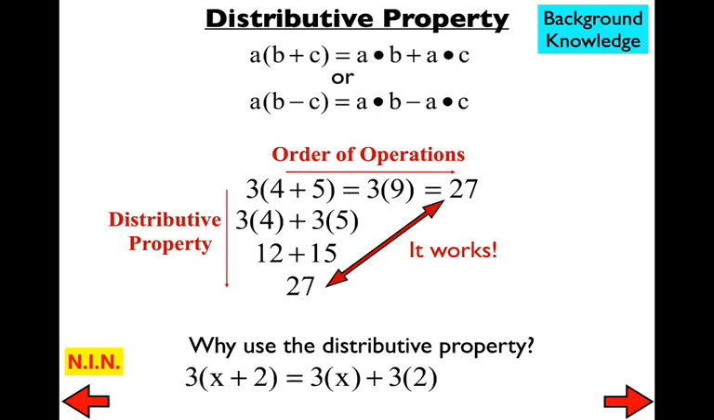We're going to add those two things together because of the fact that we have addition here. And then simplify wherever we can. We can simplify the 3 times the 2. And so that simplifies to 3x plus 6. So in other words, 3 times the quantity of x plus 2 is equivalent to 3x plus 6.